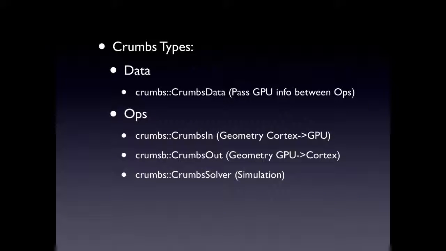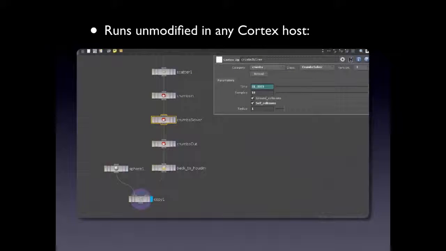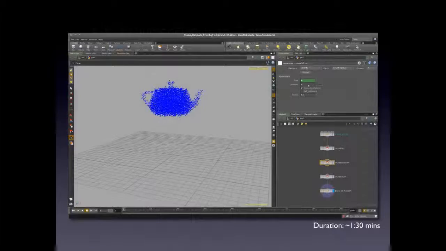Sorry, I'm a bit quick, but I was too long on my other presentation. Speed up now. Basically it has the different crumbs type, the data, and then the ops. One takes the geometry through Cortex, puts it on the GPU, comes out, gets the geo information from the GPU, goes back into Cortex, and the solver, which just on the GPU controls the simulation. And the whole system runs unmodified in any of the Cortex hosts.